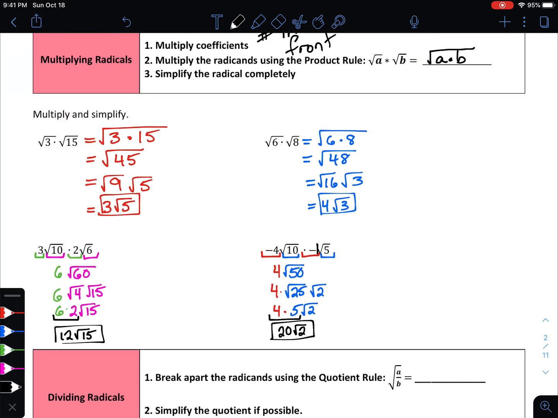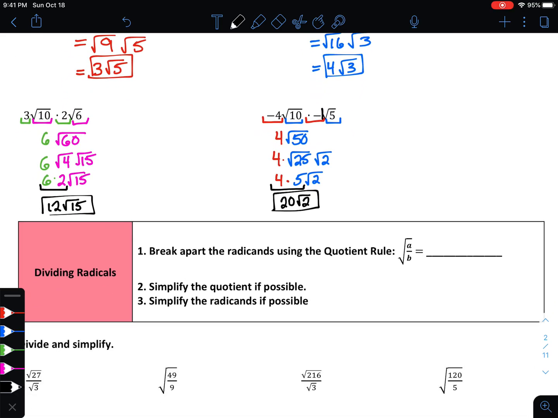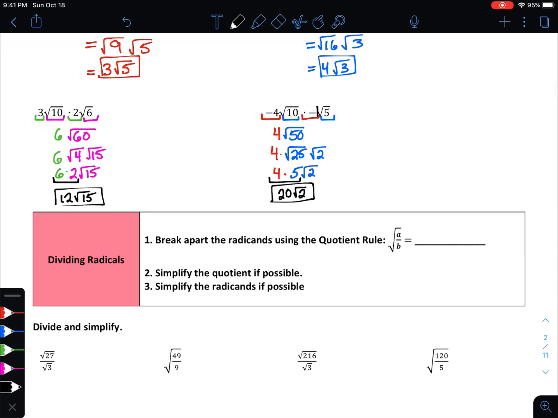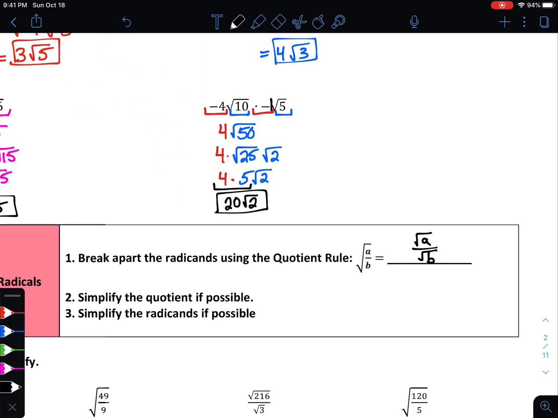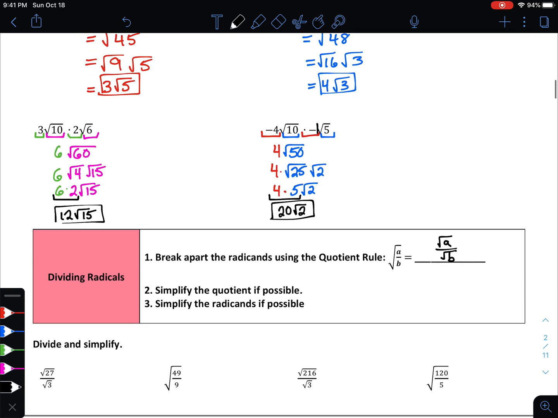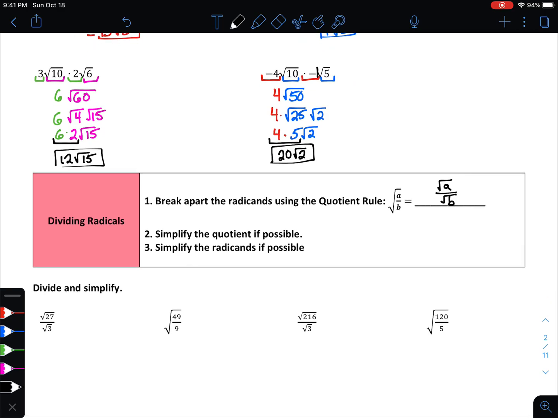In addition to multiplying radicals, we can also divide radicals. So in step 1, we're first going to break the radicals apart using our quotient rule. In other words, if you have the square root of a over b, that's the same as writing the square root of a over the square root of b. Next, step 2, we're going to simplify the quotient if possible. And lastly, in step 3, we're going to simplify the radicands if possible.